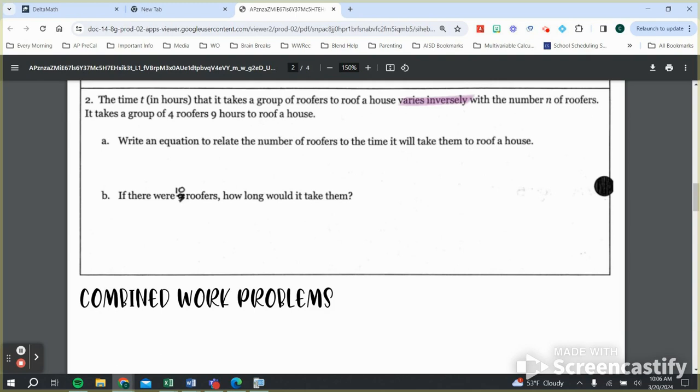So we need to write our equation. We know it's going to be T is equal to A over N. And we're going to use this information to help us figure out A. So we know that 9 hours is equal to A over our 4 roofers. So A is equal to 9 times 4, which is 36. So my equation is T equals 36 over N. So that is the equation to relate the number of roofers to the time it will take them to roof a house. We're going to now use this equation to solve B.